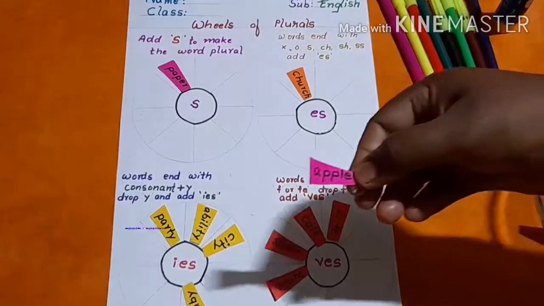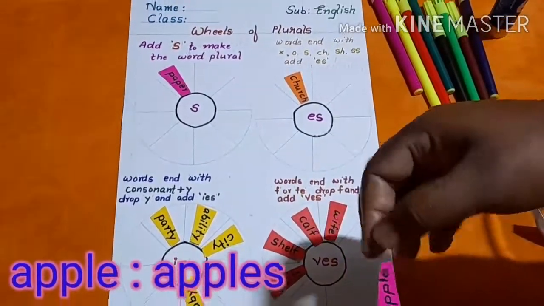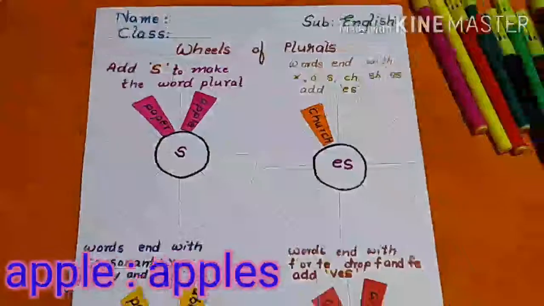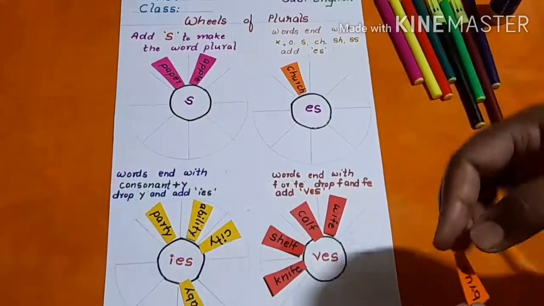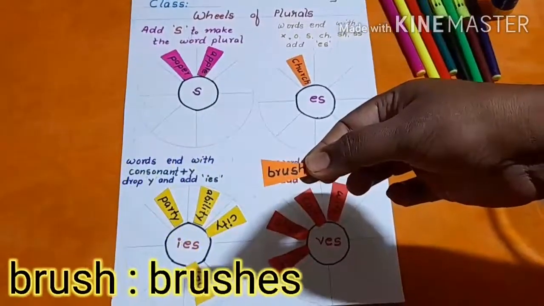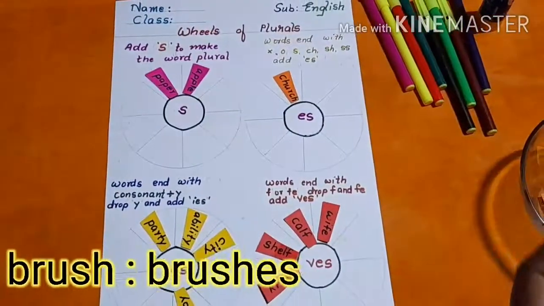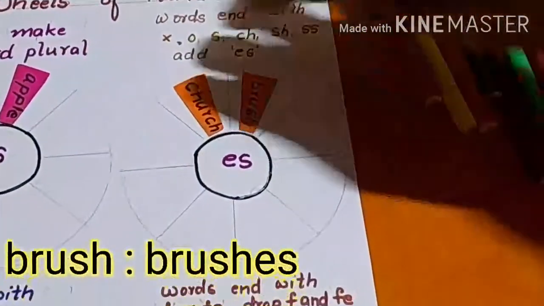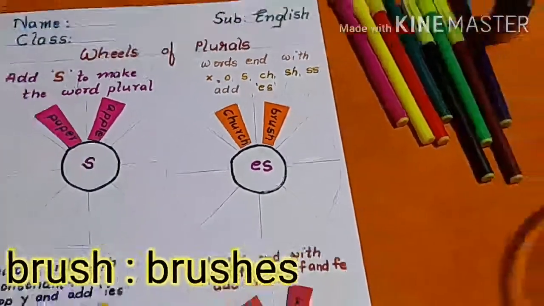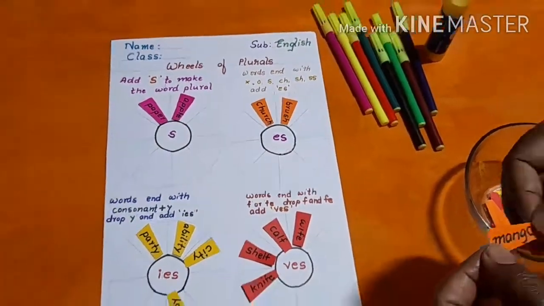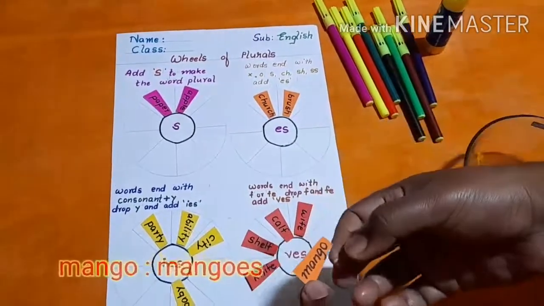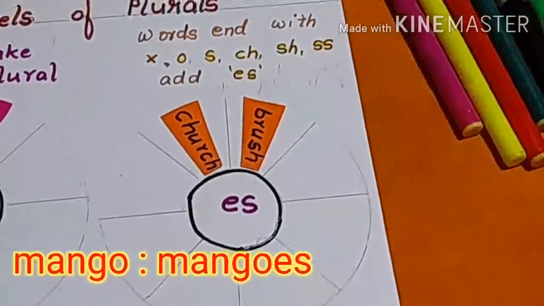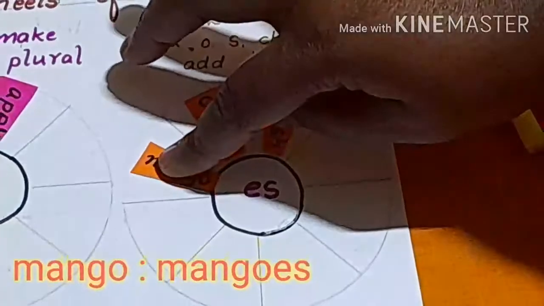So next again we got apple. The plural of apple is apples. So only we have to add s. So again we will keep the same place. Next I got is brush. The word ends with sh. So it will be in this wheel. So we have to add es to the word and it will become brushes. Next word we got mango. The word ends with O, so again we have to add es, so we have to keep in the second wheel. It will become mangoes.